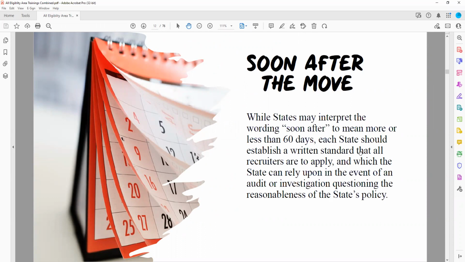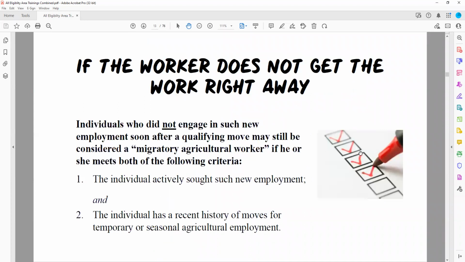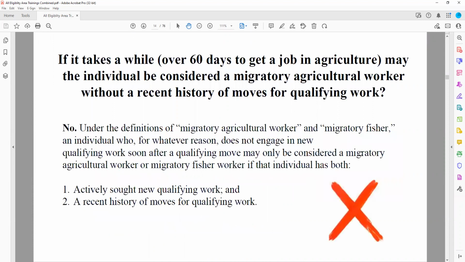States can make their own policy if they start to see trends that they want to back up and see that maybe it's a little bit longer than that, but there would have to be a policy in place for you to be able to do that. So if the worker moved to get that fishing job and didn't get that job soon after, you can still look to see if they meet other criteria. So do they have a recent history of doing those types of moves?